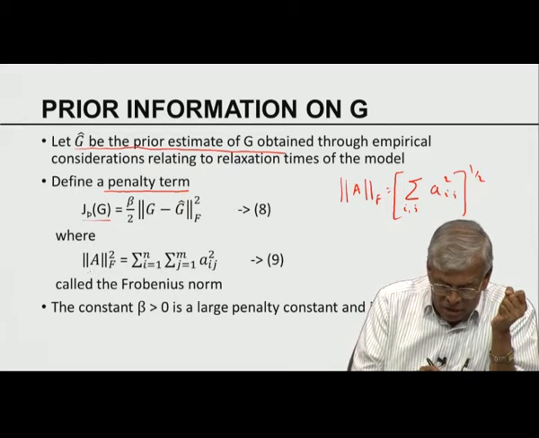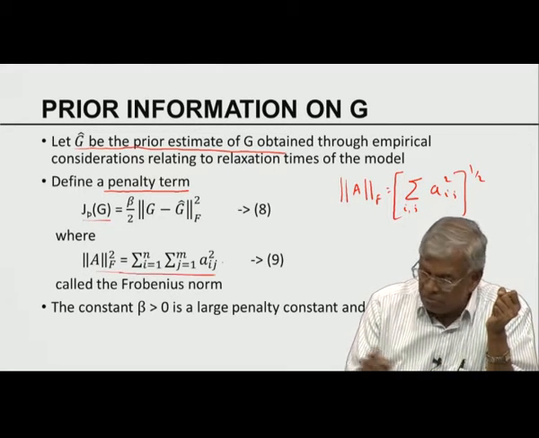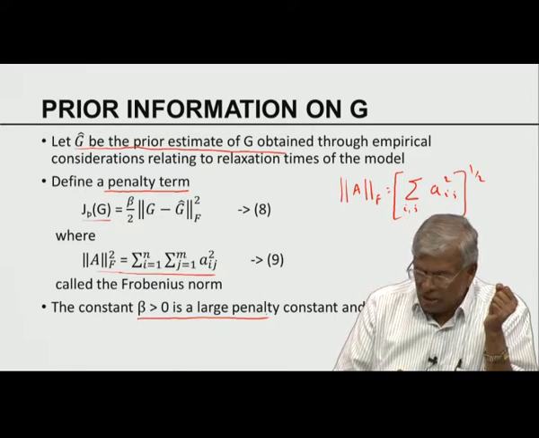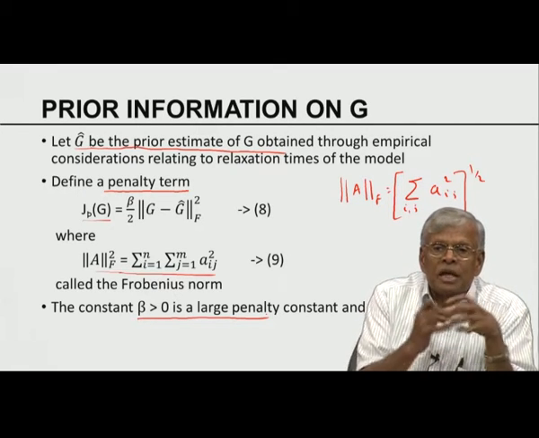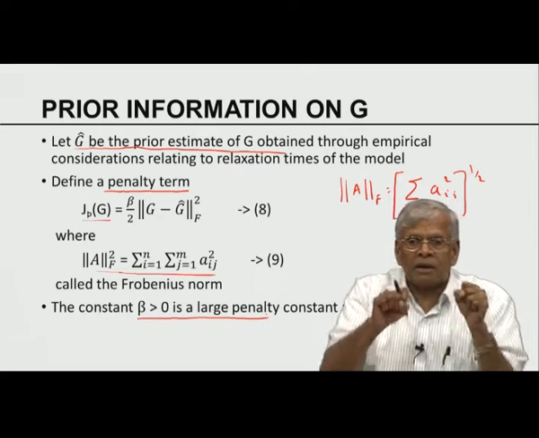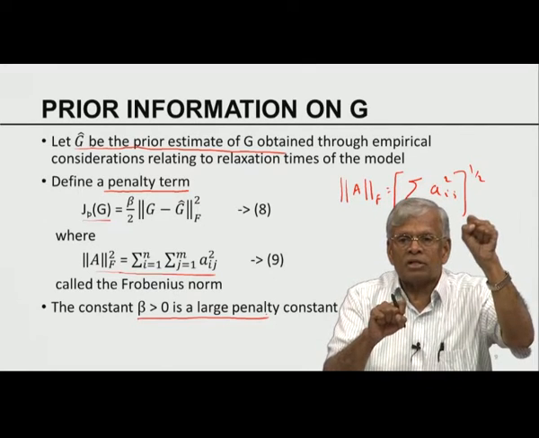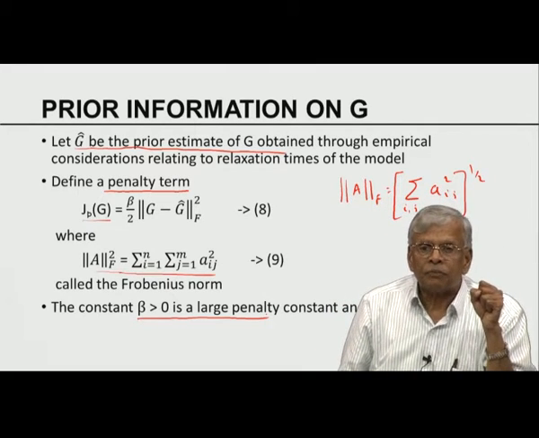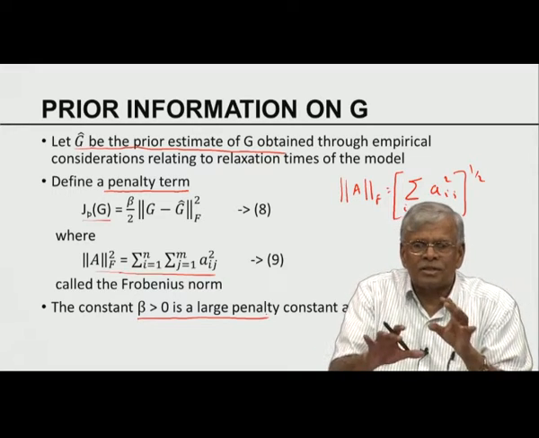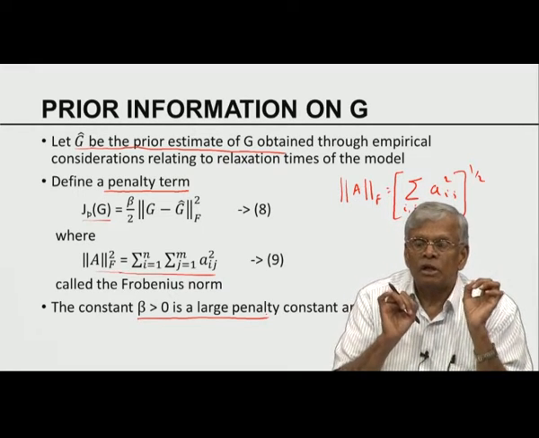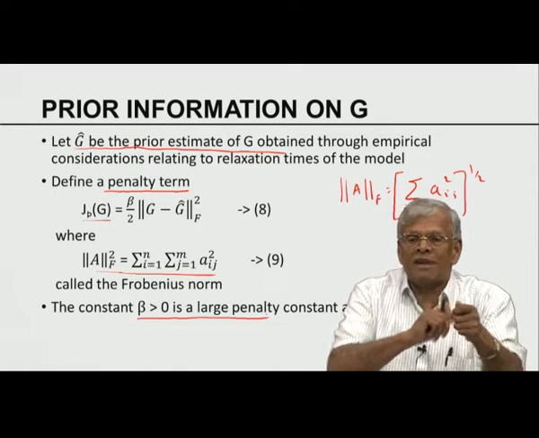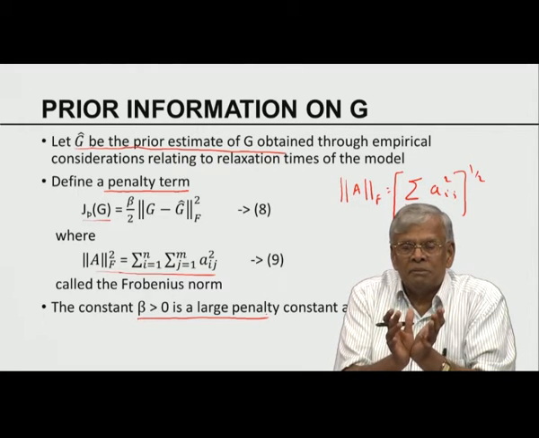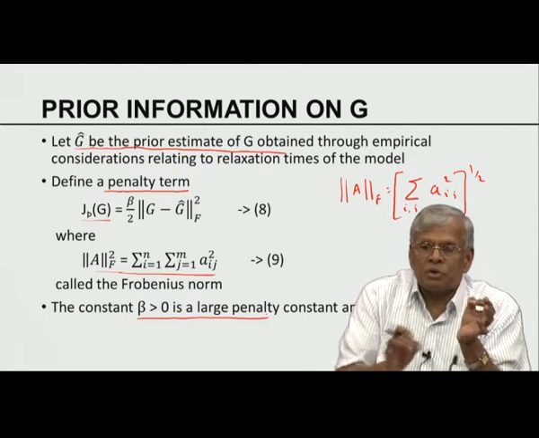So we have defined the Frobenius norm here. The constant beta is called the penalty parameter. If the constant beta is large, since I am going to minimize, the product has to be small. So if beta is large, G will be much closer to G hat. If beta is small, I am relaxing the distance between G and G hat. So by picking the value of beta, one can have a variety of ranges of G with respect to G hat.